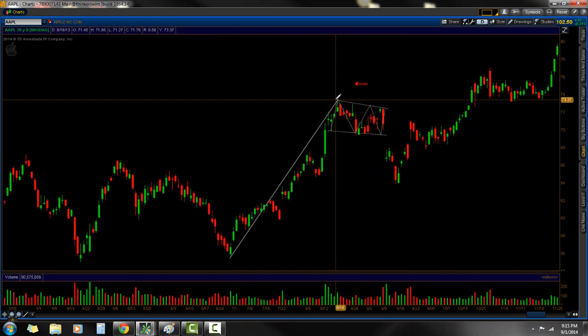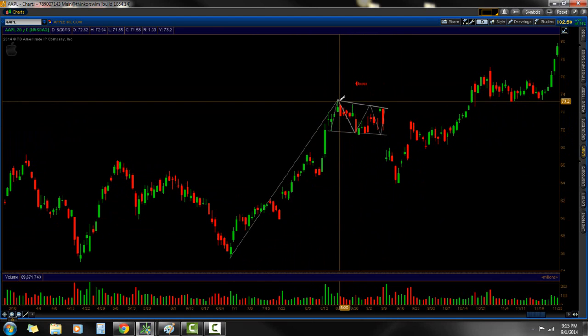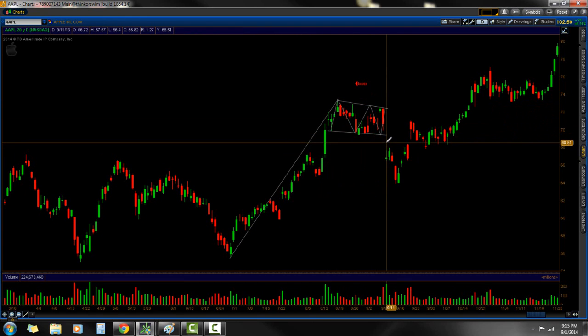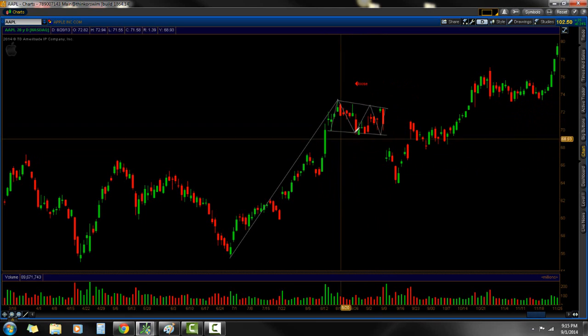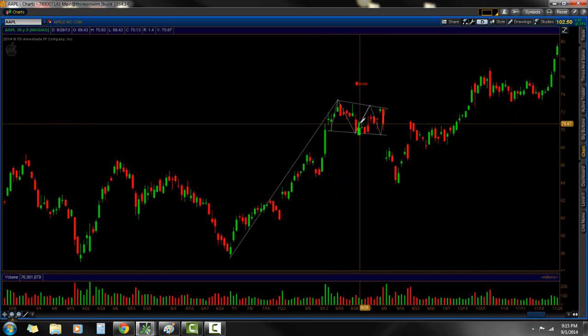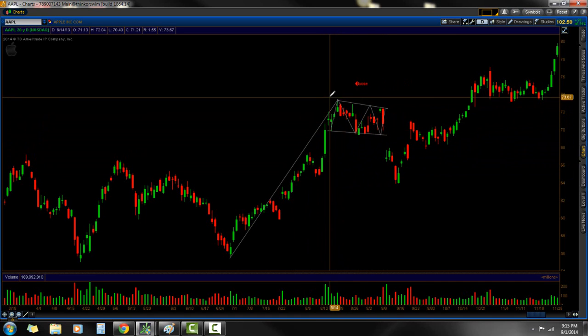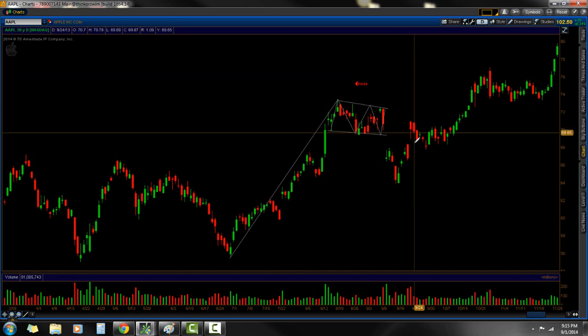Also, as you notice, and what you're probably thinking is, this flag does not retrace and tilt downwards. It goes sideways. Okay, which is fine. You can find those flags as well, and I'll probably ask you to chart those as well, and they will work just as great, but not as great as the ones that tilt downwards, because as you know, patterns that tilt down break up. Patterns that tilt up break down.